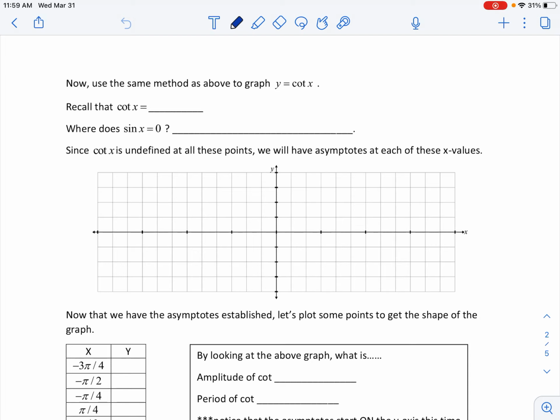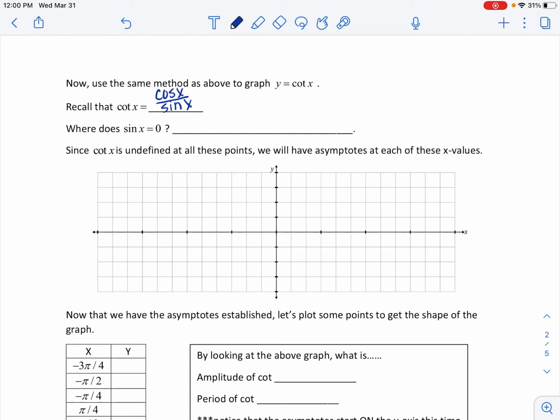So you guys, a cotangent is going to be very similar to a tangent graph. So this is where they get a little bit confusing. Remember that cotangent is the flip of tangent, right? So if tangent is sine over cosine, that means the cotangent is the flip of that. So the cotangent is going to be the cosine of x over the sine of x.